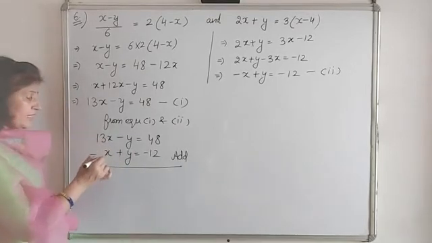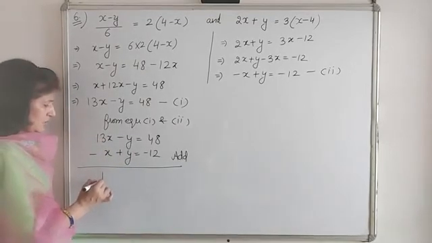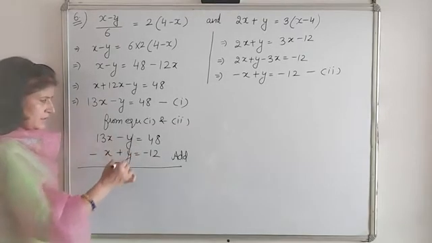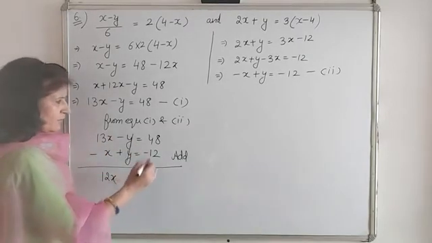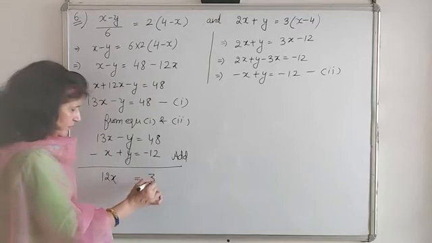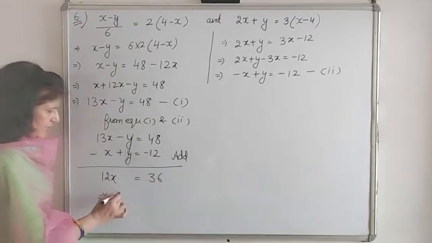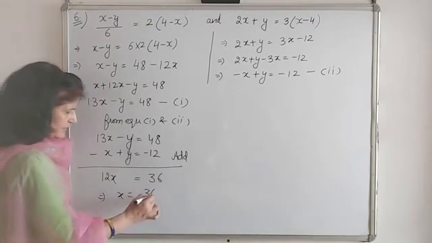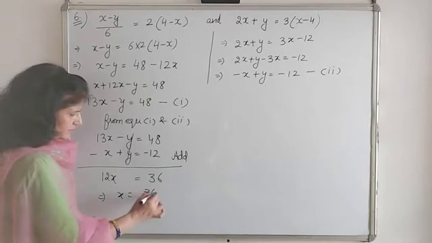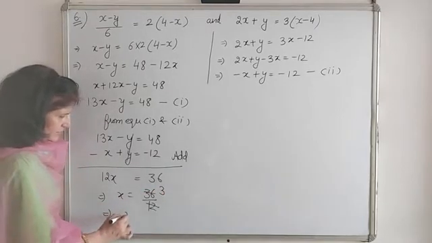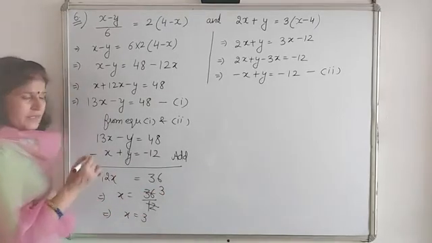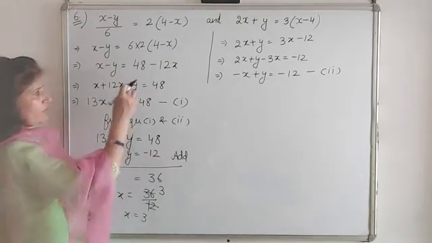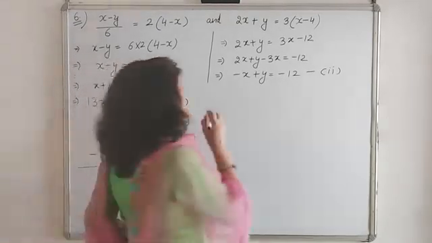So 13x minus 1x is 12x. This is cancelled. 48 minus 12, 36. So what will be x then? 36 over 12, and the value of x is 3. Now substitute this value in first or in second.